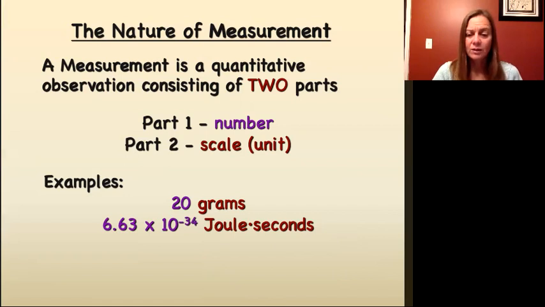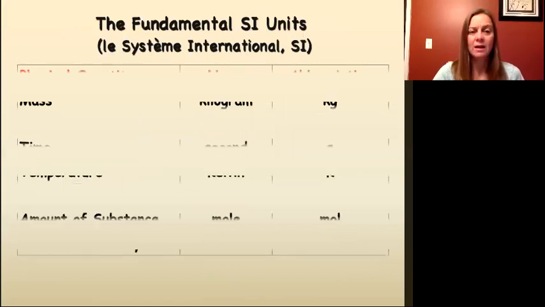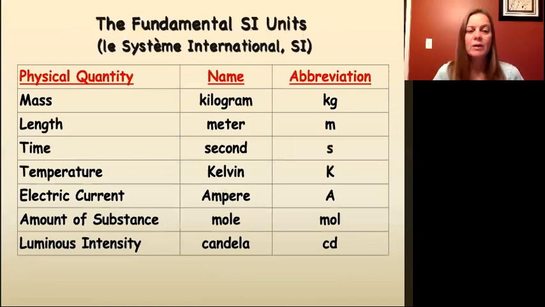Okay, so let's talk about our systems. Let's start with Système International, the fundamental units of SI. If we're measuring mass, the fundamental unit in SI is the kilogram. The fundamental unit of length is the meter. The fundamental unit of time is the second. The fundamental unit of temperature is the Kelvin. And those are probably the ones that we use the most.